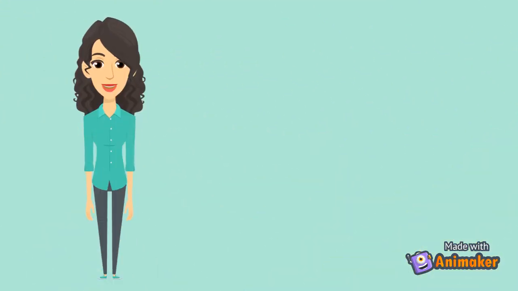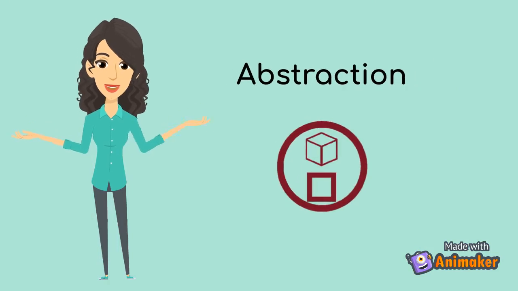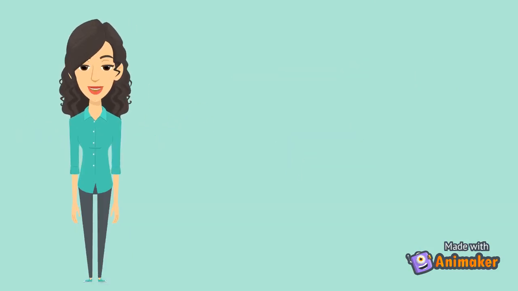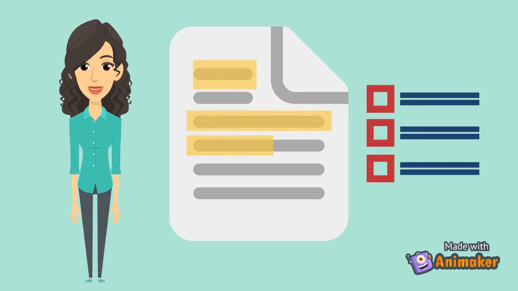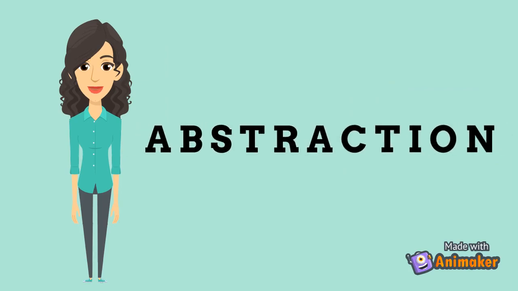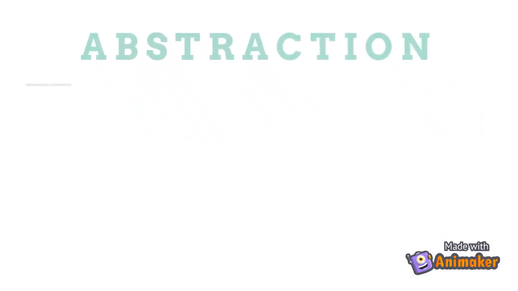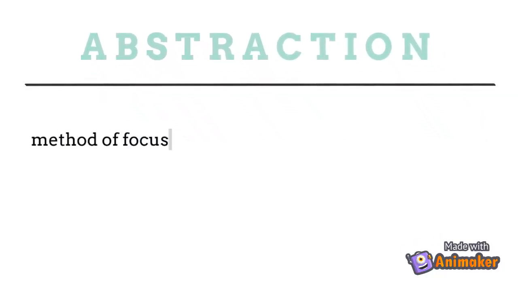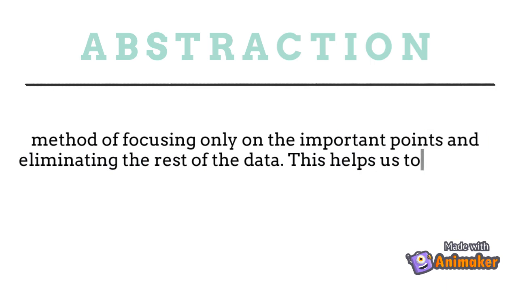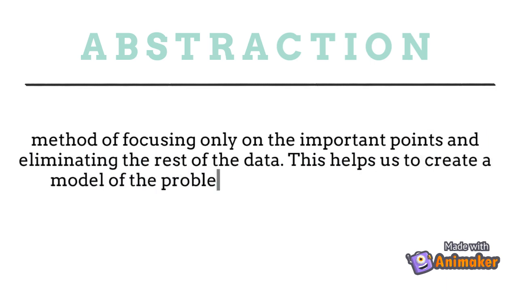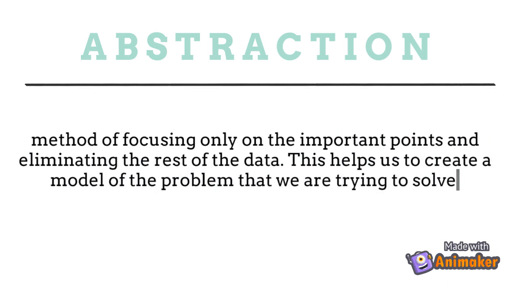Now, it's time for abstraction. When you read a chapter from your textbook, you always highlight and make notes of only the important points, rather than the whole chapter. This is called abstraction. Abstraction is the method of focusing only on the important points and eliminating the rest of the data. This helps us to create a model of the problem that we are trying to solve.